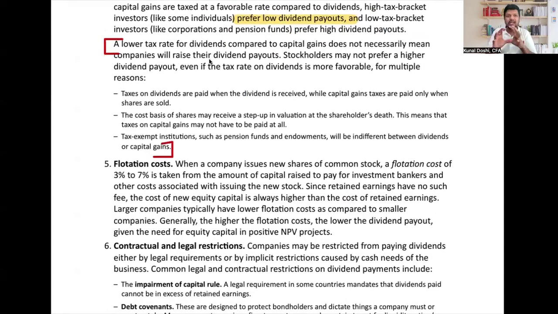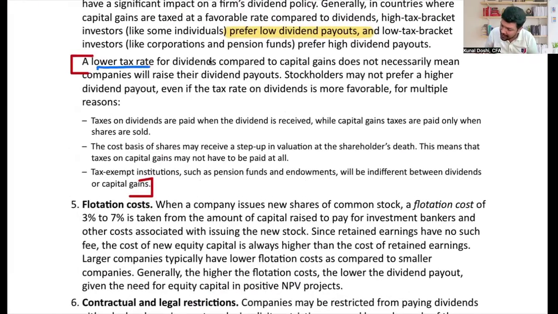This is completely different from what is mentioned here. If the tax rate is high on dividends, definitely the company will be reluctant to pay more dividends, correct? But they are saying a lower tax rate does not guarantee that the companies will raise their dividend payout. They are saying that a higher tax rate, we understand companies will not pay more dividends, but a lower tax rate is no guarantee that the company will raise the dividends.